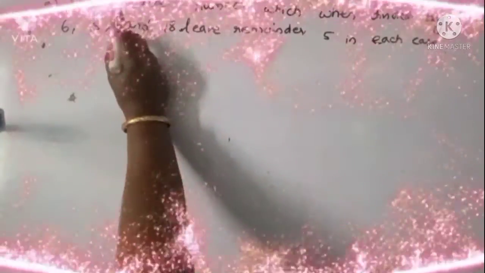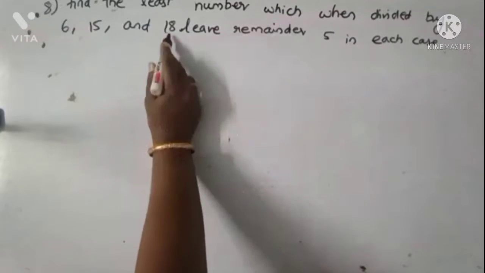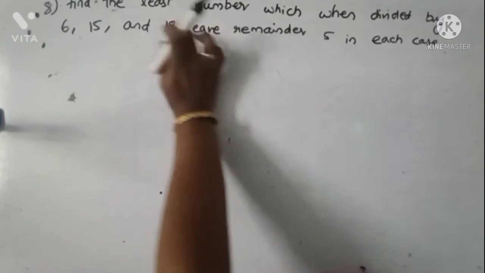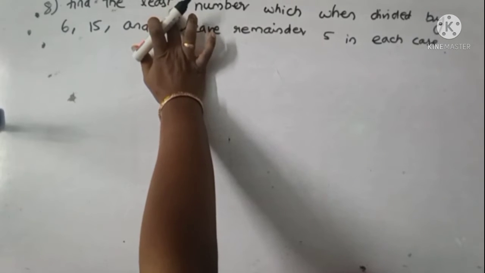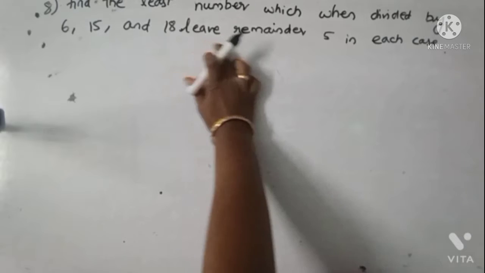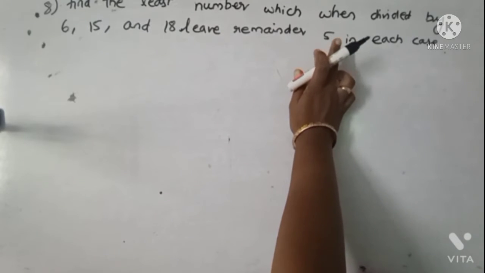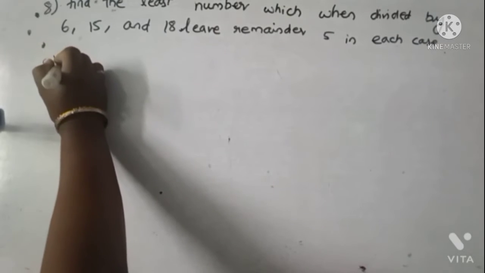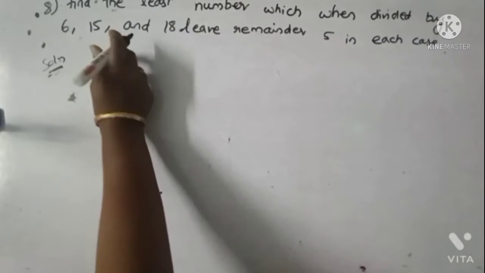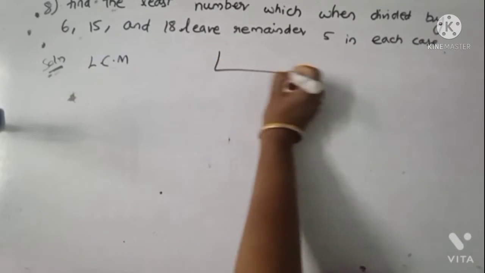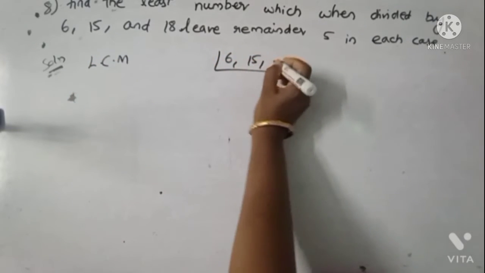Sum number 8. Find the least number which when divided by 6, 15 and 18 leaves remainder 5 in each case. So we have to find the least number. That least number is divided by all the numbers and that number leaves the remainder 5. So what is that number? Solution. For that we have to first of all find the LCM for the given 3 numbers.